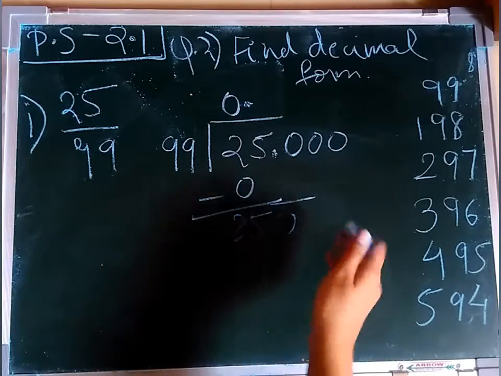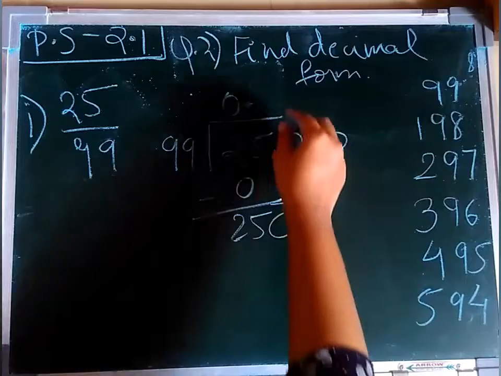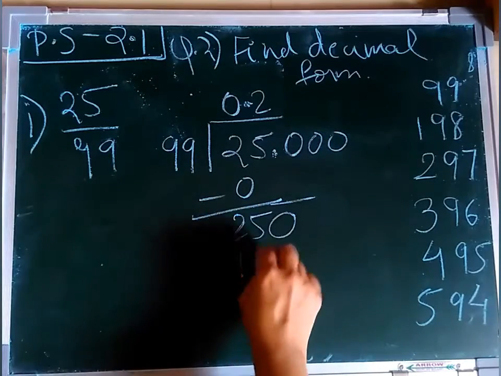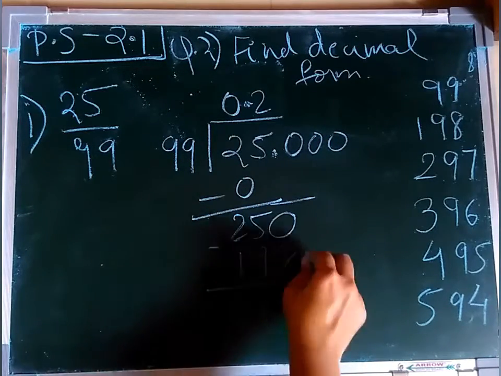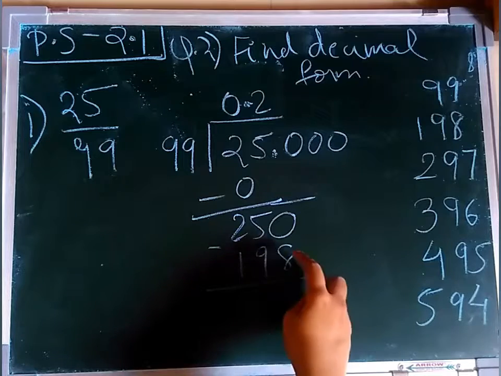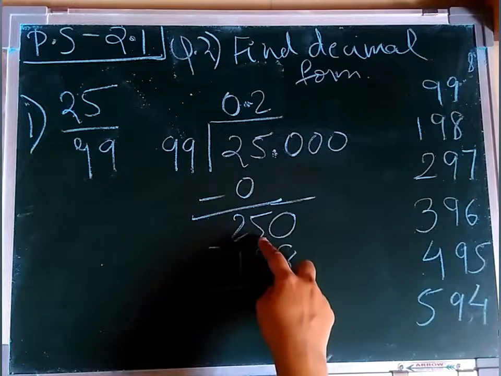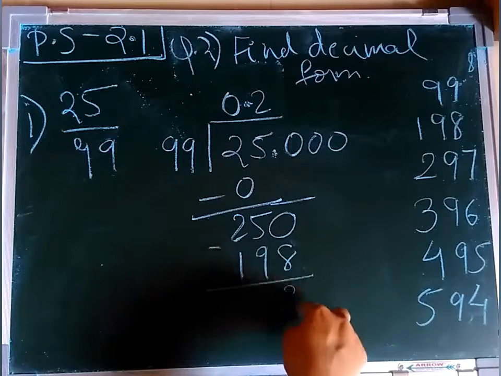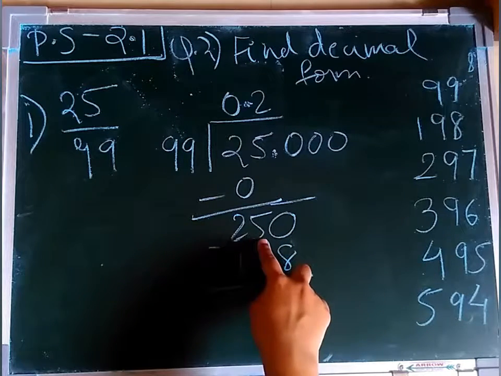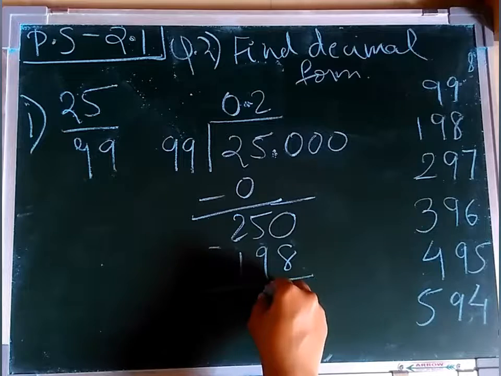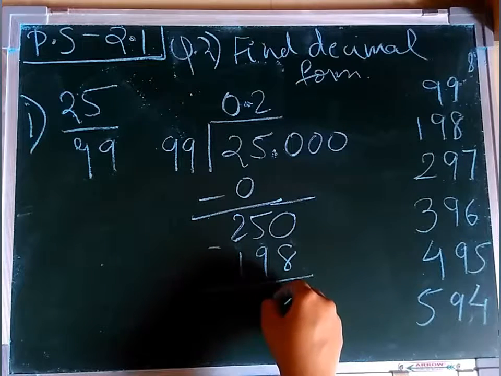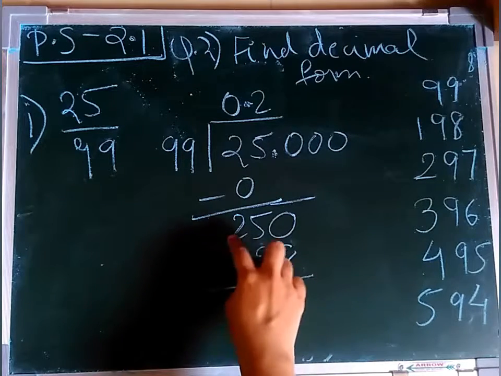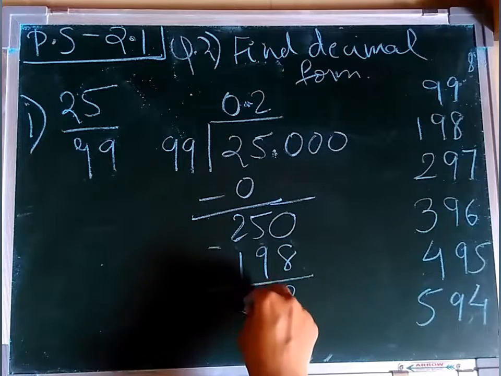Okay, so 250 means we have to use 2s are 198. So what is the remainder? 2 and 5, 14, 1 carried. So 10 minus 8 is 2. 4. We have to carry 1 from here. So 14 minus 9 is 5. And 1 is carried. So 1 minus 1 is 0.